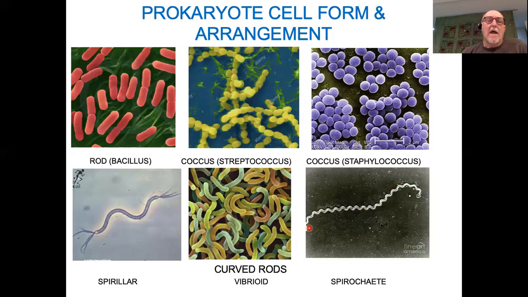And this is a spirochete. The spirochetes are very common. There are some very important disease-causing organisms that are spirochetes. One of them is Treponema pallidum. Treponema pallidum is the causative agent of syphilis, and it is a spirochete.